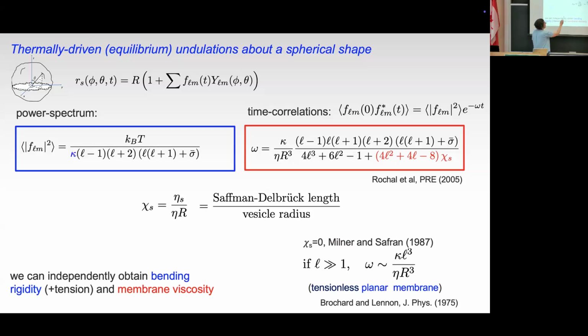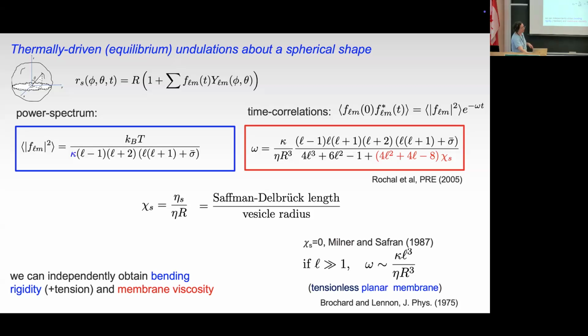And so what this is telling us is that if this Saffman-Delbrück length scale is comparable to the radius of the curvature of our membrane, our fluctuations are going to be very sensitive to membrane viscosity. You can also think of Saffman-Delbrück as the limit between a flow dominated by dissipation entirely in the membrane versus a flow dominated by dissipation in the bulk. So it's a crossover length scale.